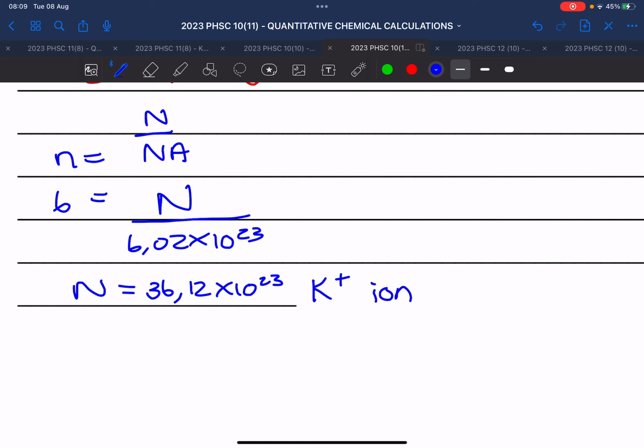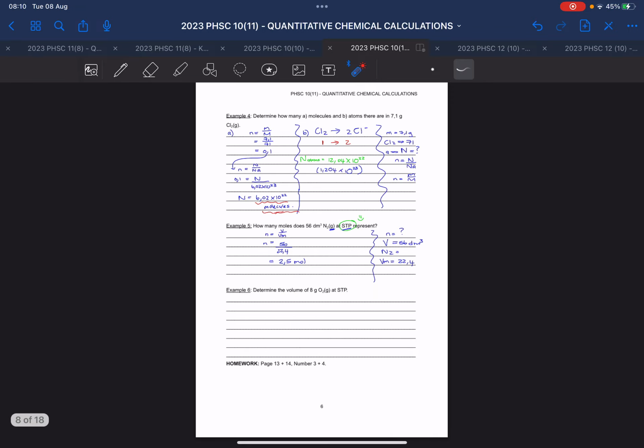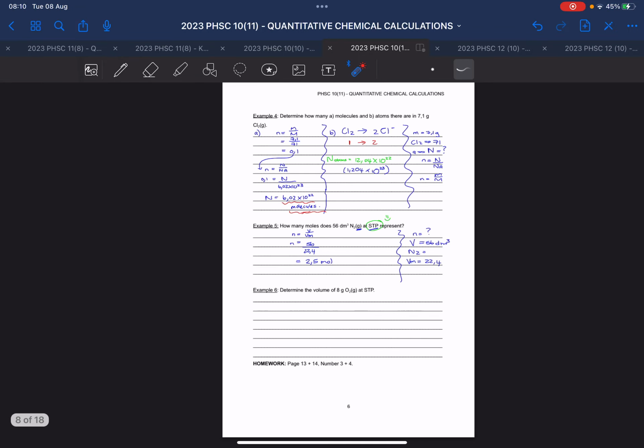Potassium ions. Now, if you were to type that into your calculator, you would have got 3.612 times 10 to the power 24. But that's exactly the same thing, because if you move the comma one place, the exponent goes one up. Sharp. Okay. On to the next page, page 6.